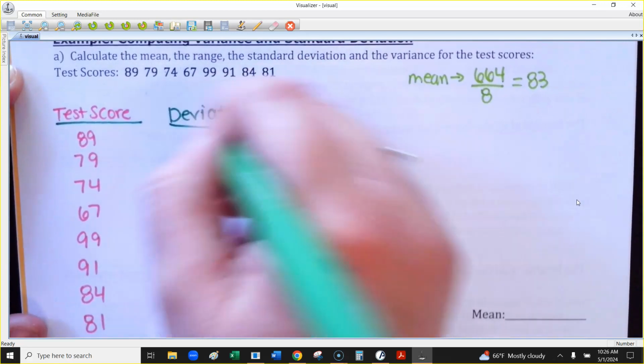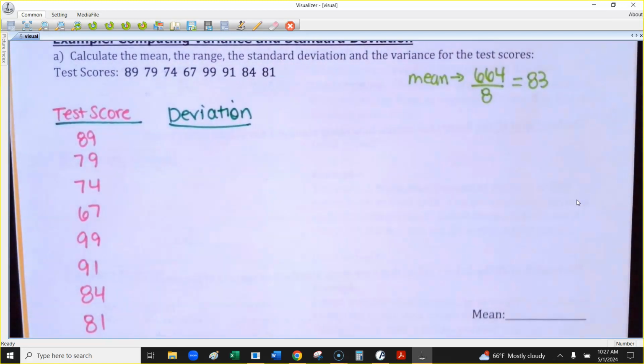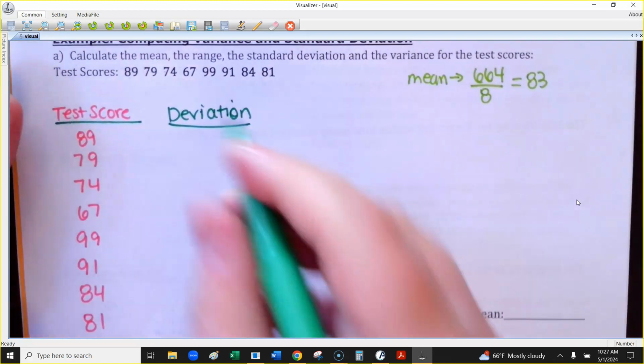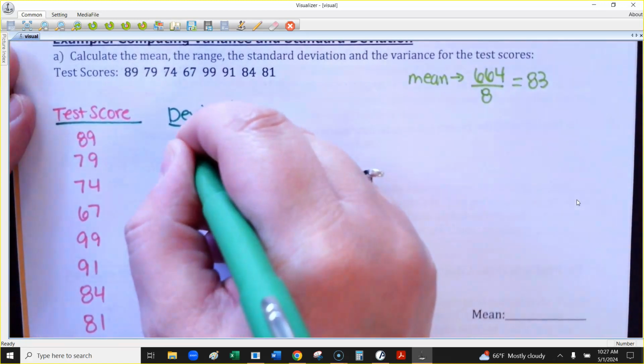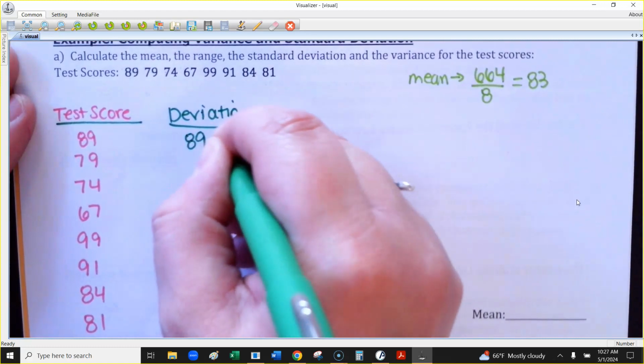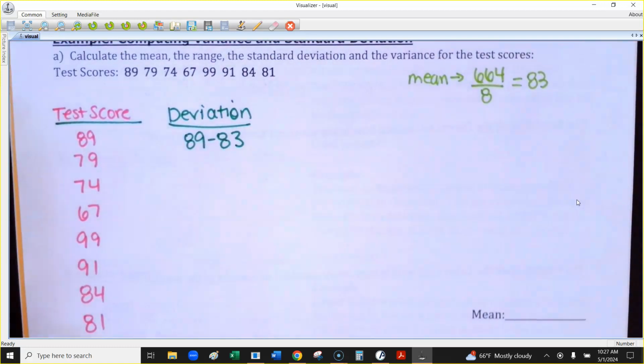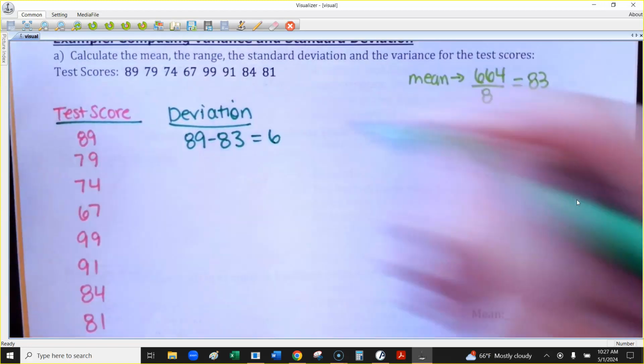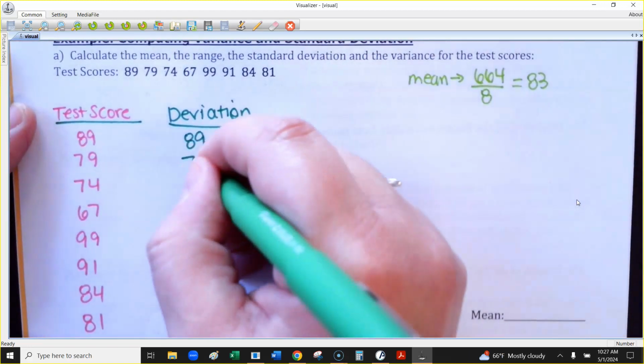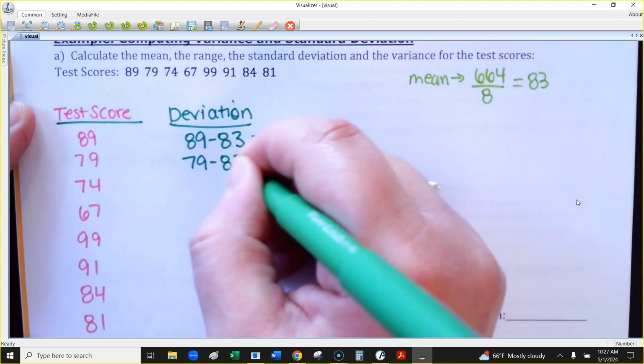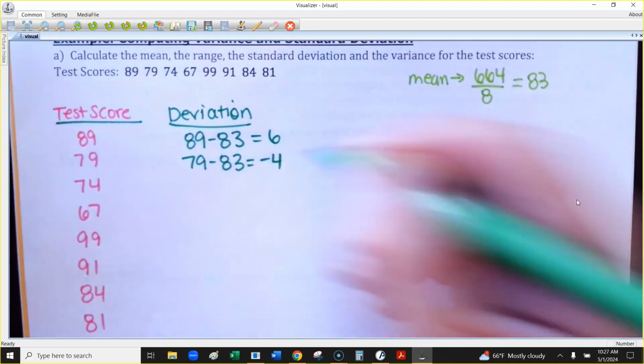The deviation is the difference between the data value and the mean. All right, so all you're going to do, you take your test score and you subtract the mean. So that's why I calculated that first real quick. So if I subtract that, that's just 6. All right, if I do 79 minus 83, and it's okay for these to be negative. So I got -4 there.